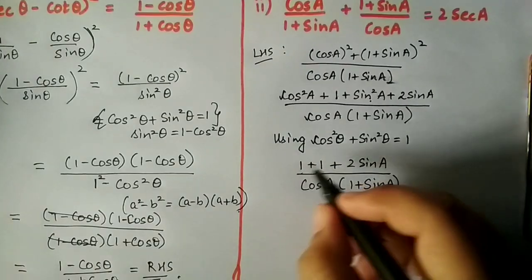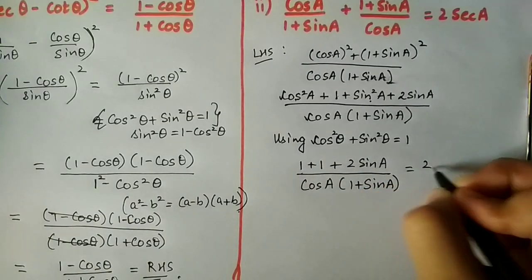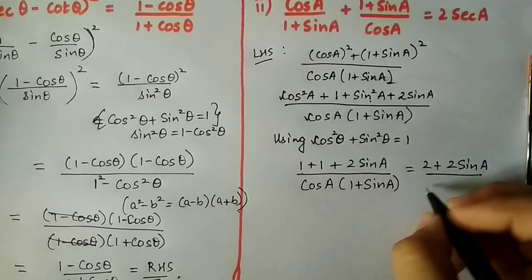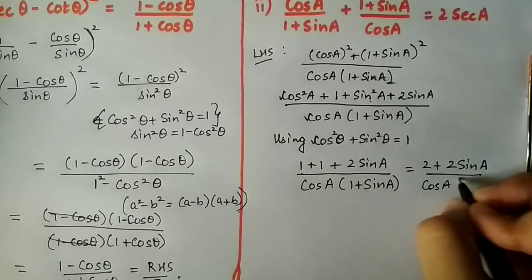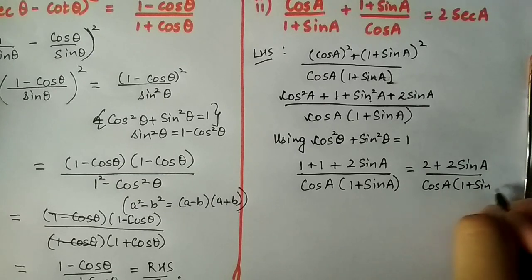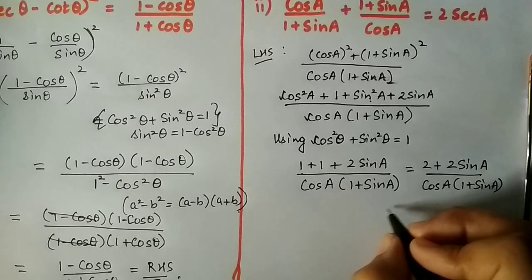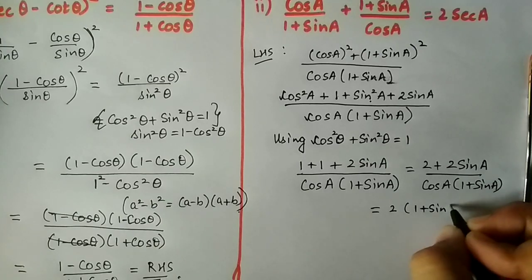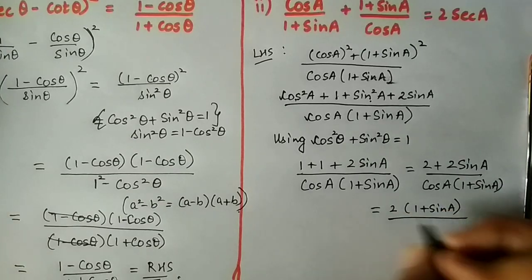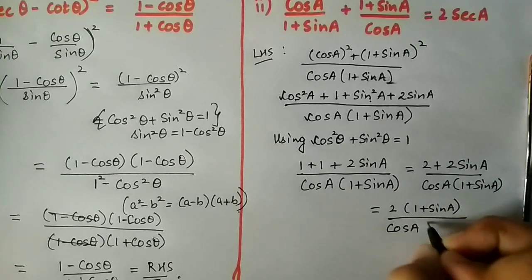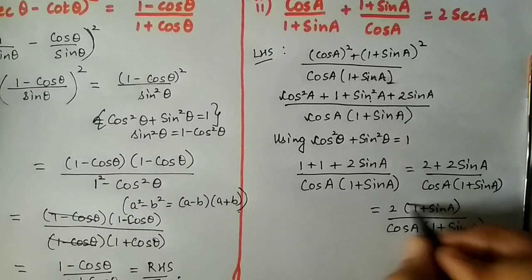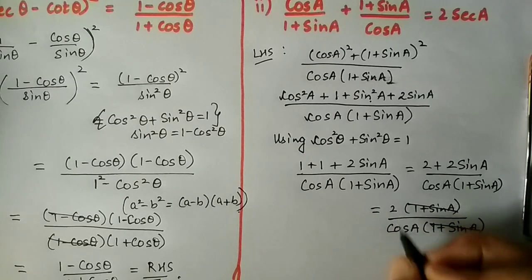Now 1 plus 1 is 2, you get 2 plus 2 sin a upon cos a into 1 plus sin a. You take 2 common and you get 1 plus sin a into 2 in numerator, and in denominator you have cos a into 1 plus sin a. So your one term is getting cancelled here. You are left with 2 upon cos a.